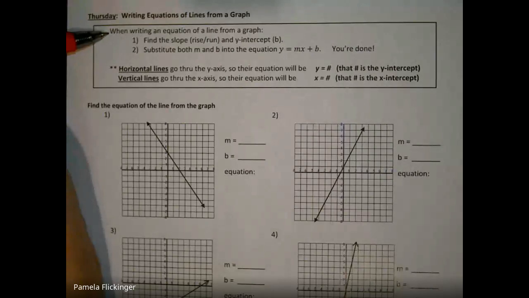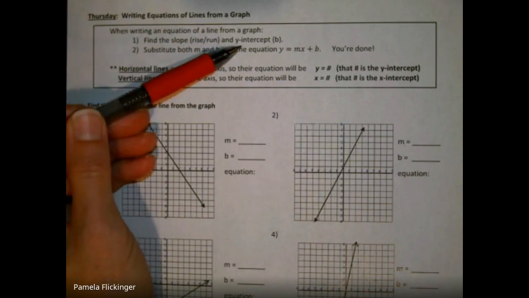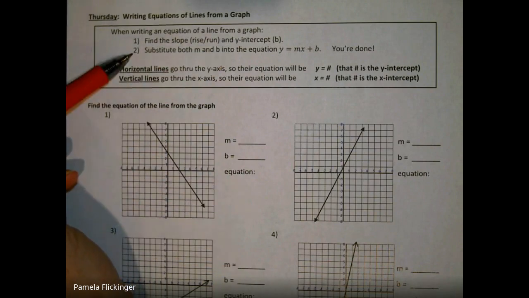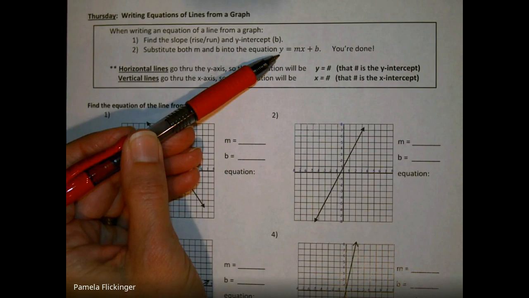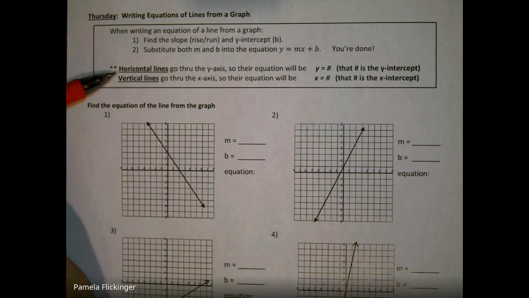When writing an equation of a line from a graph, first, you want to find the slope. So you're going to count rise over run, and then you're going to identify the y-intercept, your b, where it's hitting the y-axis. So we've got to find the slope and the y-intercept. After that, you're going to substitute both m, your slope, and b, the y-intercept, into the equation y equals mx plus b, and you're done. Very simple.